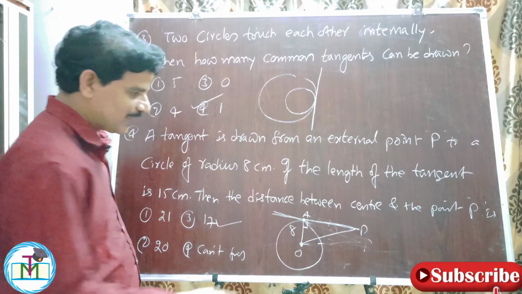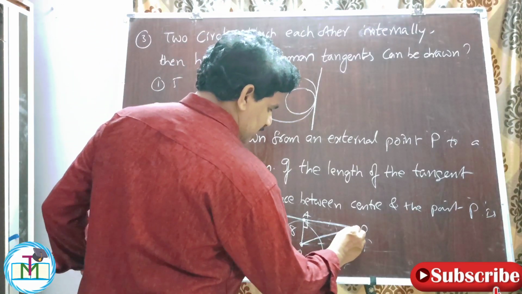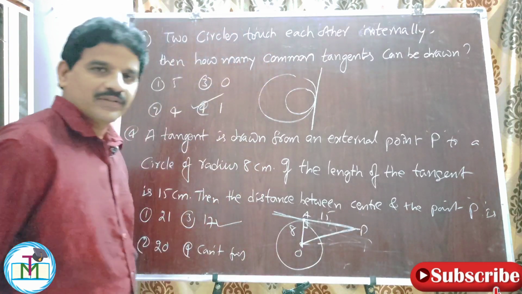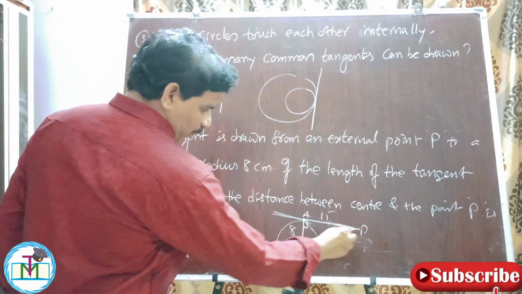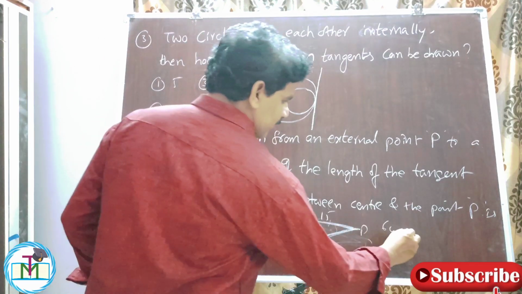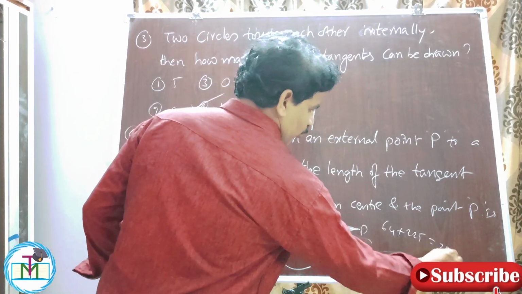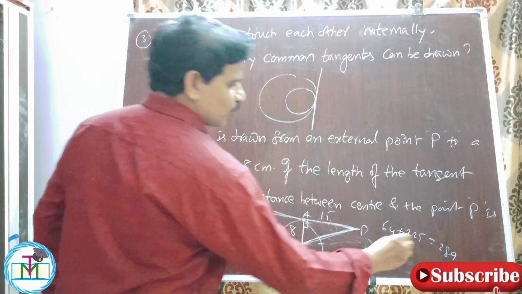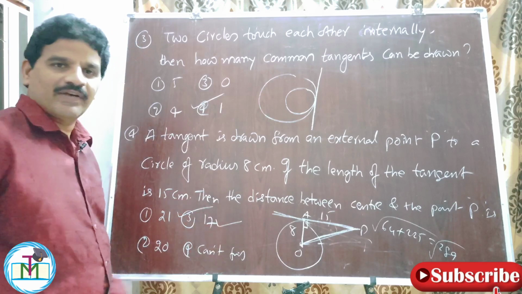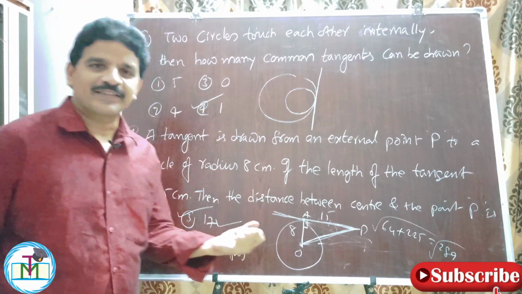By Pythagoras theorem, OP square, hypotenuse square, is equal to side square plus side square. What is the side? This is 15. So OP square is equal to 8 square, means 64, plus 15 square 225, is equal to 289. I want OP, means root 289, which is equal to 17. 17 is the right answer.